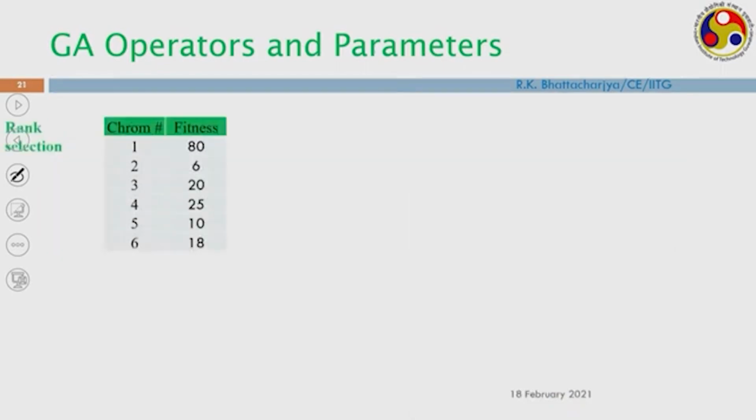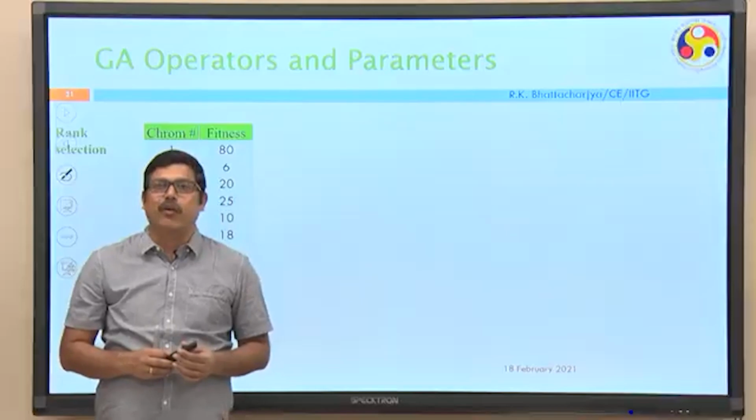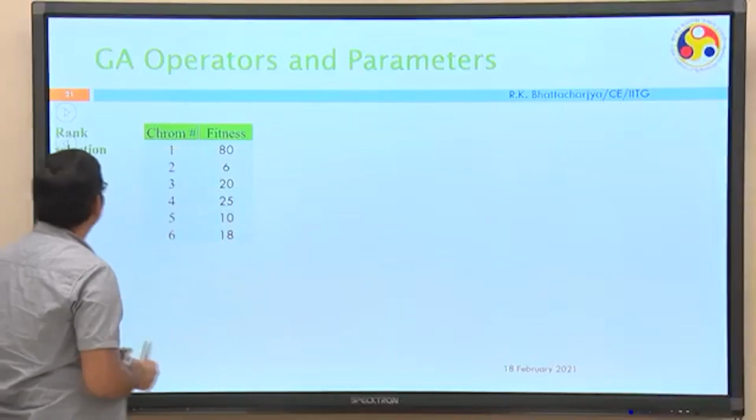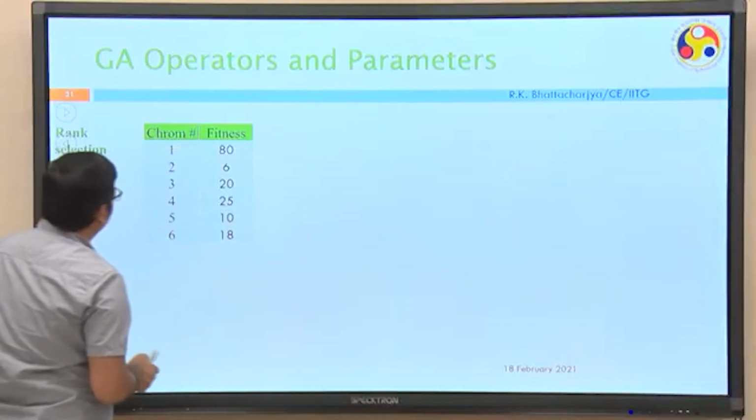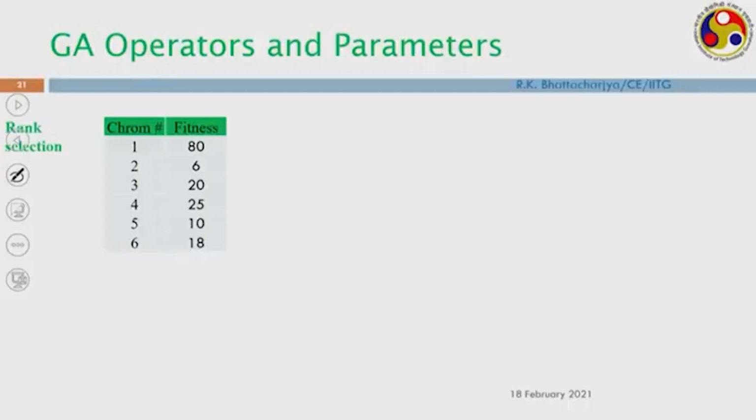So, I can apply rank selection. By applying rank selection, I can avoid that one. So, what is this rank selection? In this case, I have taken the same example problem, where the fitness value is 80 for the best solution, the worst solution is 6, and the other solutions are 20, 25, 10 and 18.